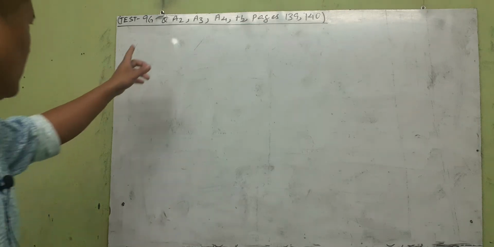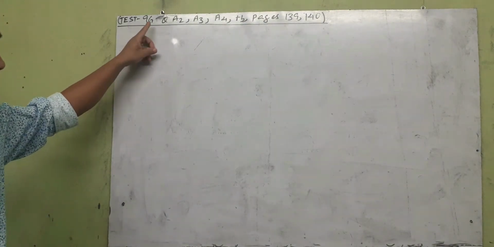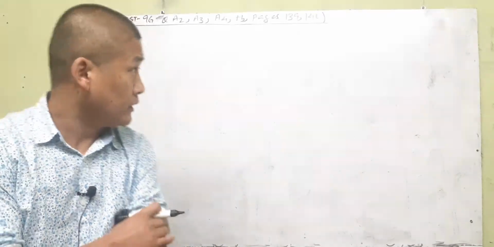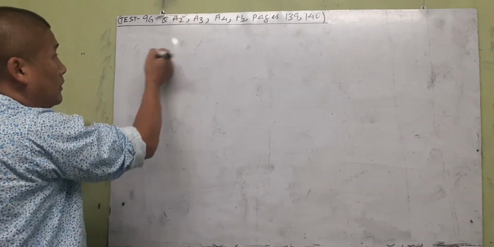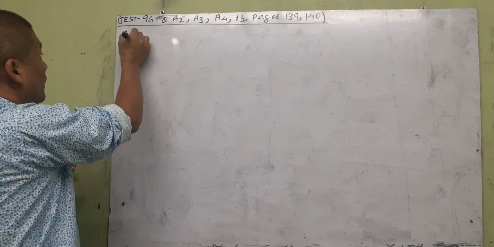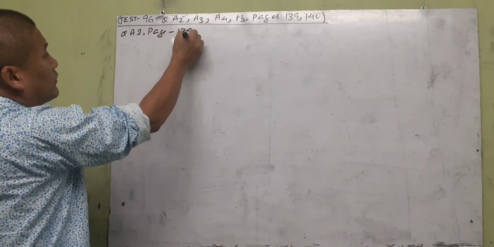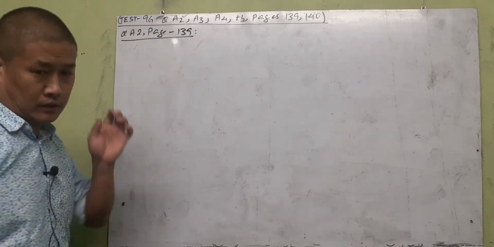Okay, so this numerical test here, 9G, the last test in chapter 9, class 9. We'll do these three sums. In this class, we'll do this one, A2 on page 139 of the textbook. So open your textbook to page 139. Okay, so if you're there, let me read the questions.